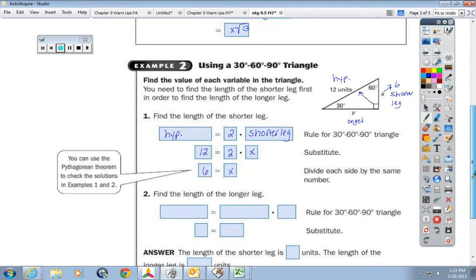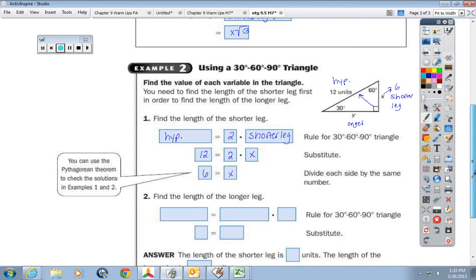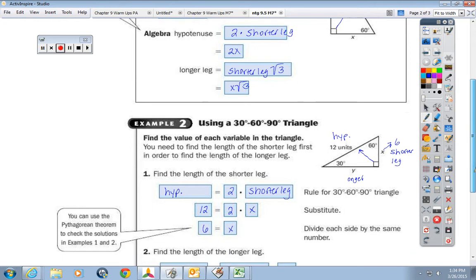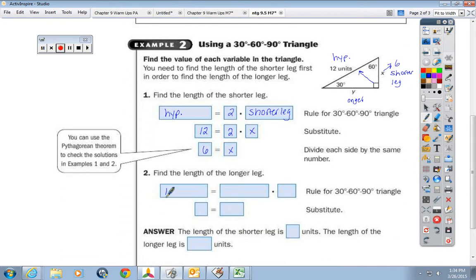Now, if I know the length of the shorter leg, can I figure out what the length of the longer leg is? What do I know about the longer leg and the shorter leg? The longer leg equals the shorter leg times the square root of 3. Now, what variable is the longer leg? What letter do they use here? Y. Do I now know how long the shorter leg is? 6. And then I know it's going to be 6 times the square root of 3.